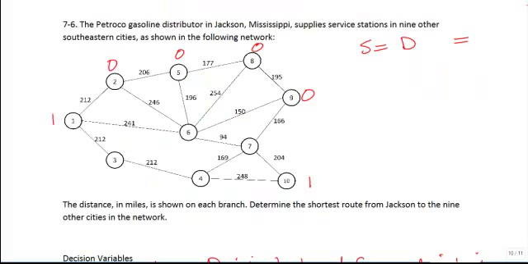When we look at our network, we can see that the distance between node 1 and 2 is 212 miles. If we make that decision to go from node 1 to 2, the decision variable x12 will take on a value of 1, and that decision variable multiplied by the distance would then be counted in our objective function. If we decide not to, for instance, if we decide to go from node 1 to node 3 instead, decision variable x12 is going to take on a value of 0, and if we multiply that 0 by 212, we get a total of 0.